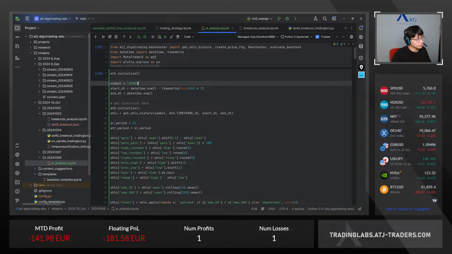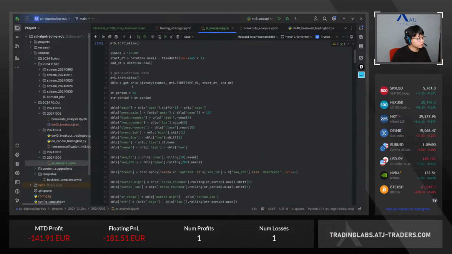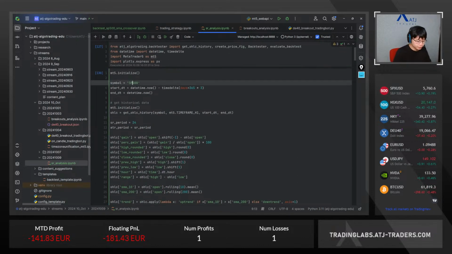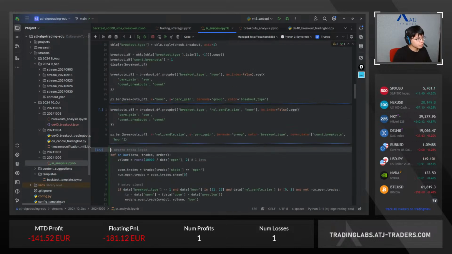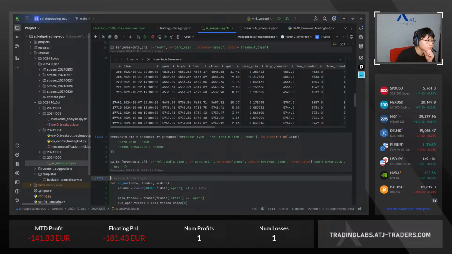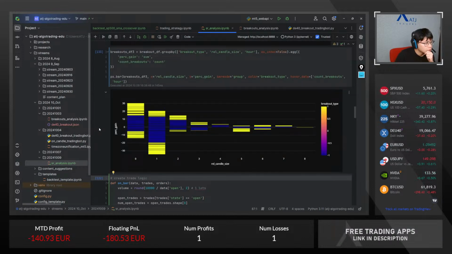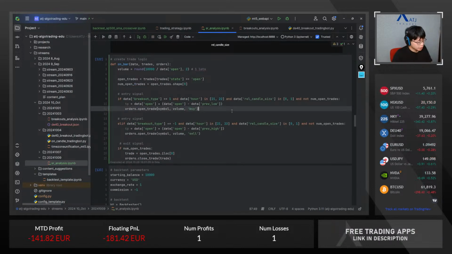Okay, so let's get back to the S&P 500 or US 500, and look at the breakouts.